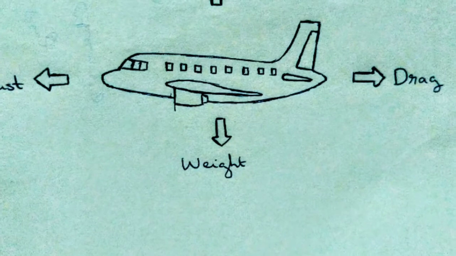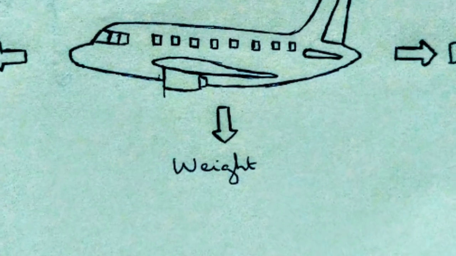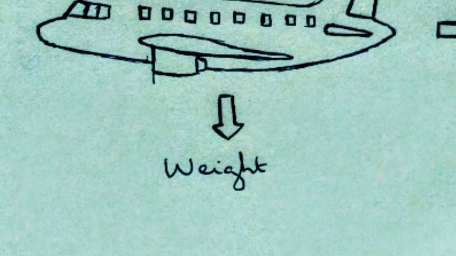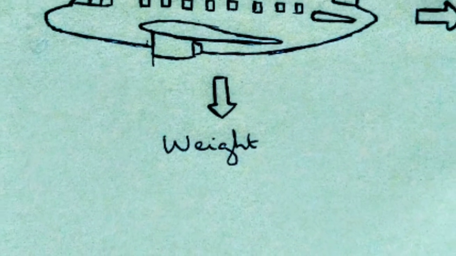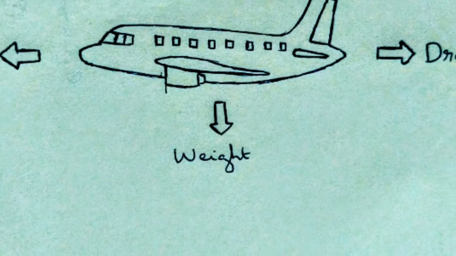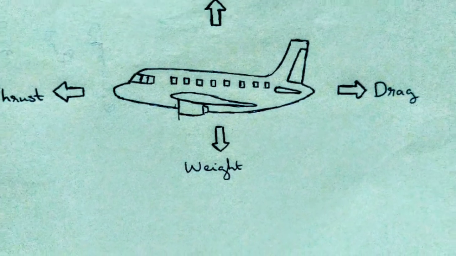The second one is weight. As you know, anything that has a mass is attracted by the Earth's gravity. As our aircraft has a mass, it obviously has a weight force downwards, always straight towards Earth's gravitation.